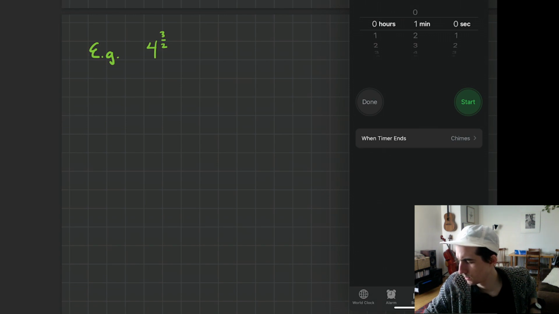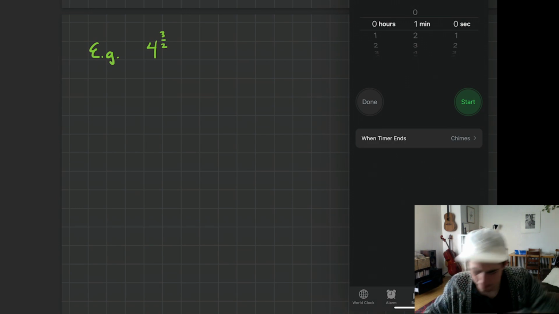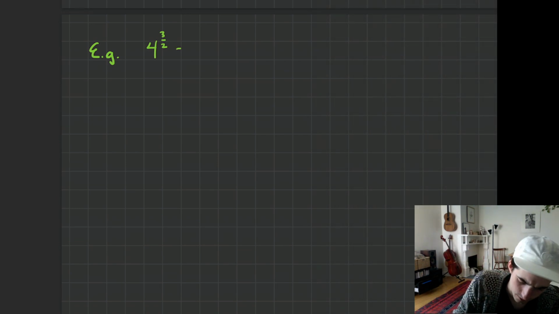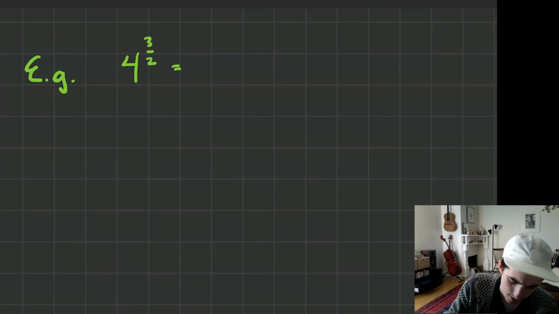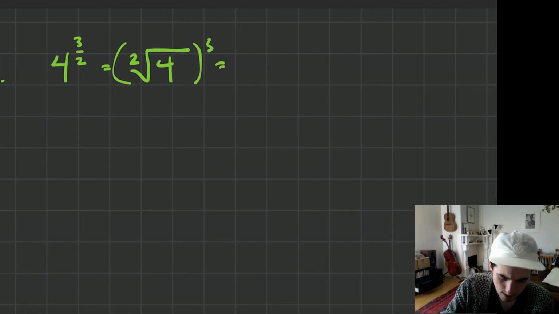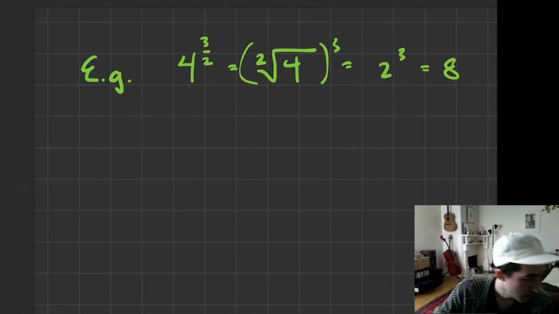Let's have a look at this one. So what we're going to do is we're going to write this in the following way. So this is going to be the square root of 4 to the power of 3. And, well, the square root of 4 is equal to 2. That's 2 to the 3, which is equal to 8. Simple as that. Okay, it looks like a lot of you guys got that too, which is awesome.